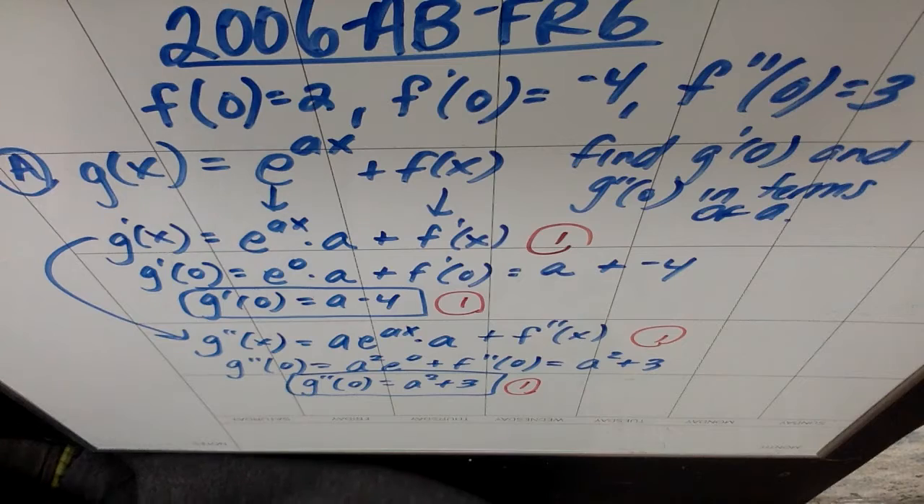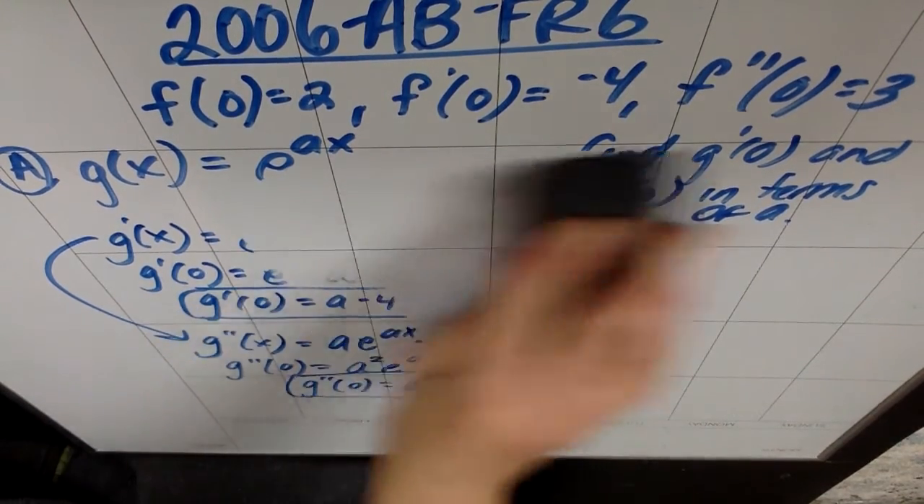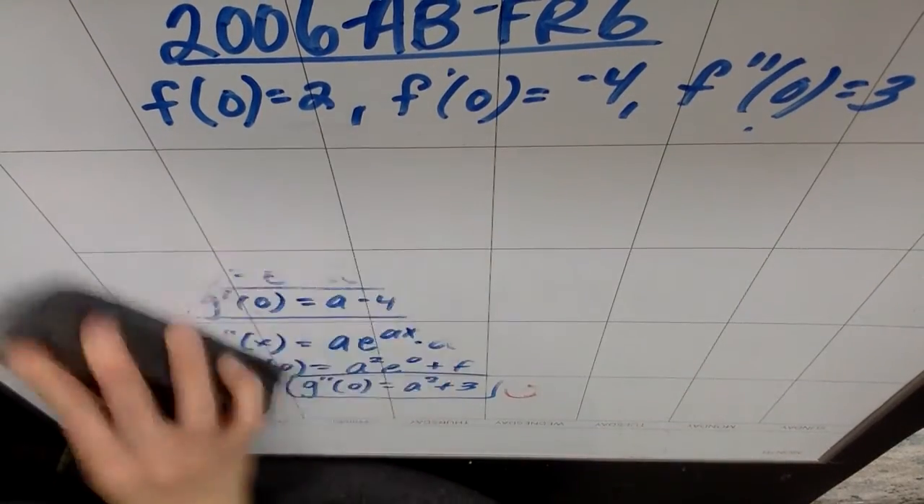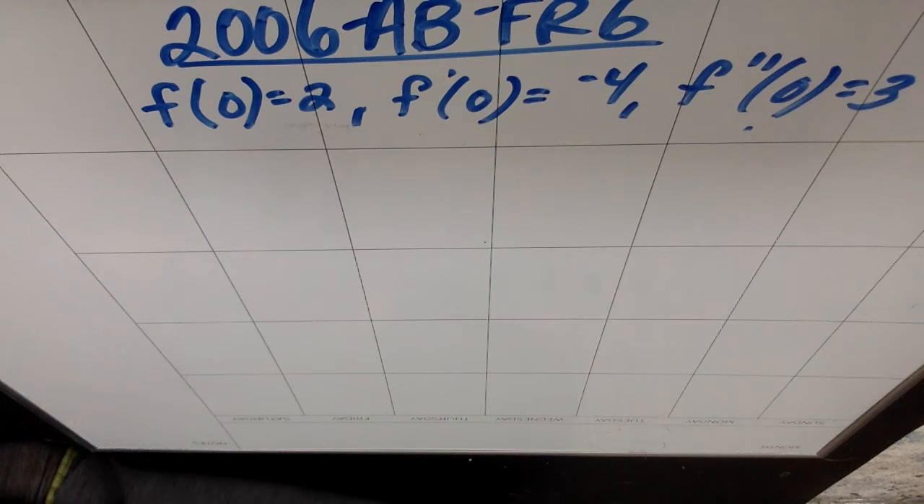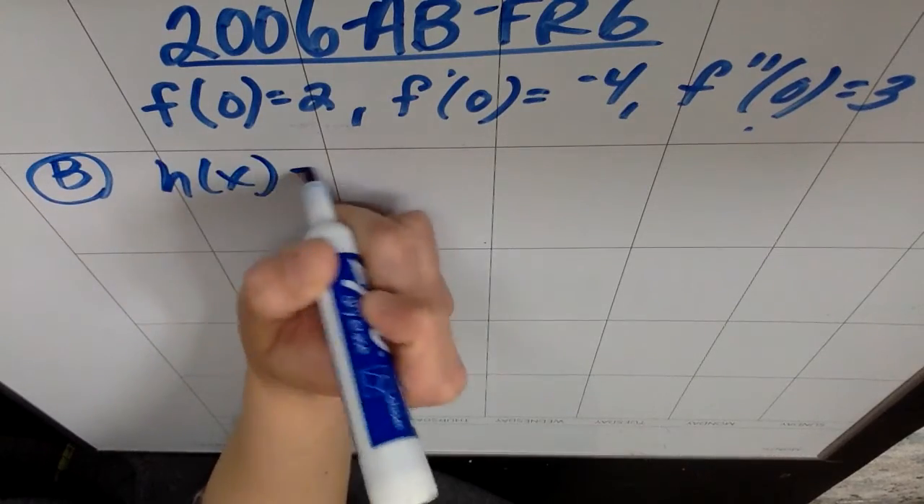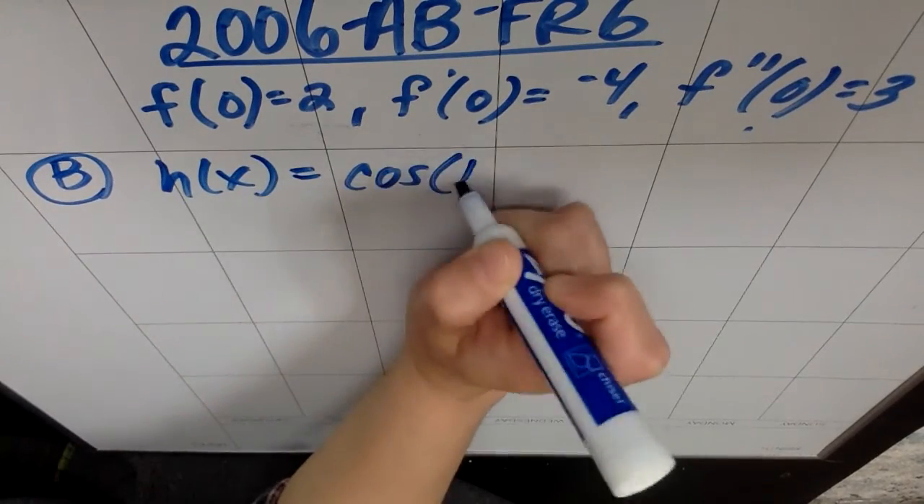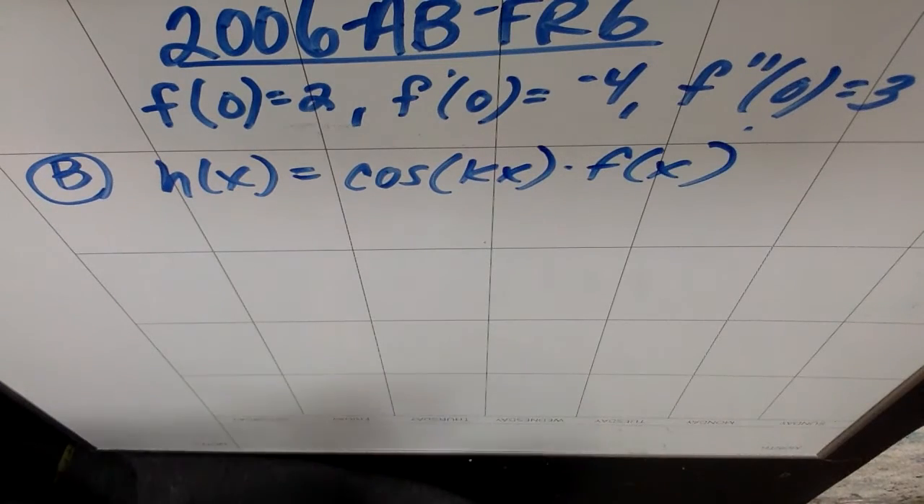All right, cool. Part B. The function h. Ooh, new function. The function h is defined as h of x equals cosine of kx times f of x. We're going to have some product rule action here. In B, h of x is the cosine of the quantity kx times an f of x. The f of x is not inside the cosine, but it's multiplied. Where k is a constant, find h prime of x and write an equation for the line tangent to h at x equals 0.